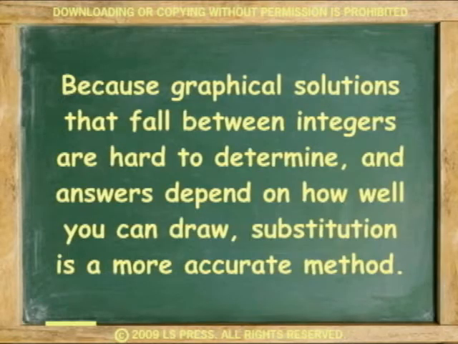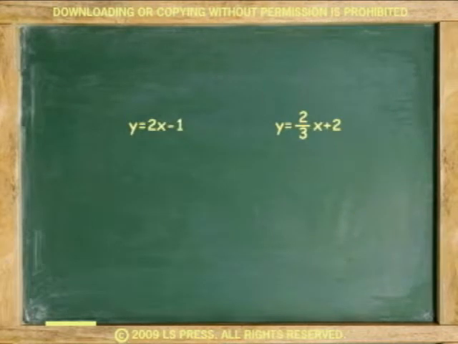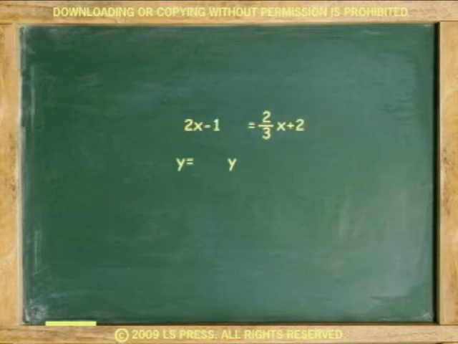The second way to solve systems of equations is based on substitution. I am going to use the second example from section 5.1, where y equals 2x minus 1 and y equals 2/3 x plus 2. Now for the substitution.